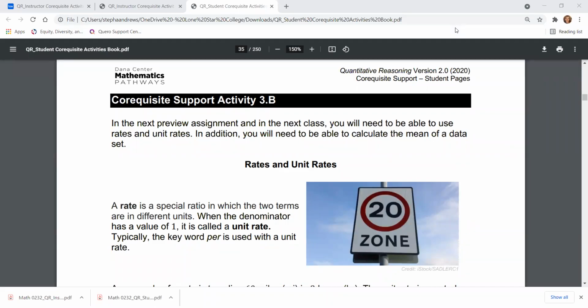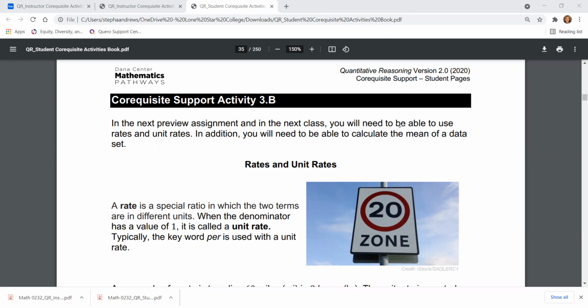This is our Math 0232, Lesson 3B. In the next preview assignment and in the next class, you'll need to be able to use rates and unit rates. So I want to underline a couple of thoughts. Do follow along. Make sure that you have this printed out or that you have it up on your computer electronically to make your notations.